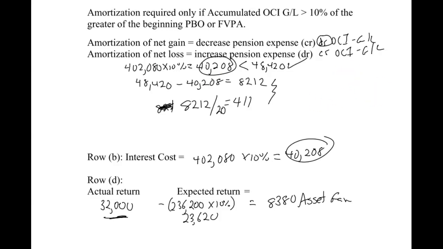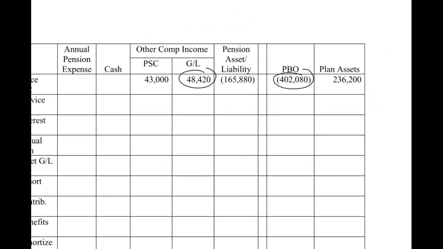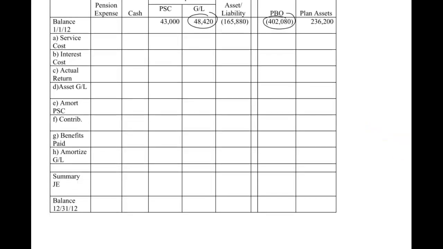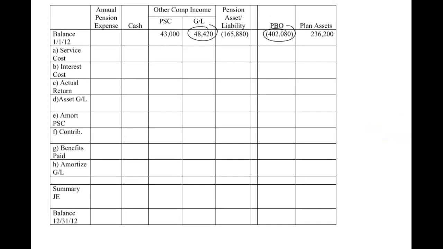So let's flip over to our worksheet here. And let me get this scaled down a little bit. All right, so we've got all of our columns up there at the top again. And let's just start filling things in. Remember, service costs, interest costs, they all behave the same way every time. So we've done these a number of times now. It was 28,000 given. Once again, our employees work another year. Therefore, we owe them a little bit more. So we expense that and increase our PBO. Same with the interest cost.